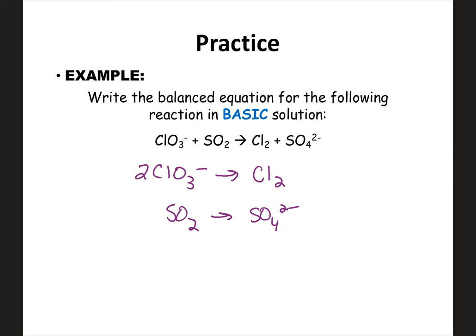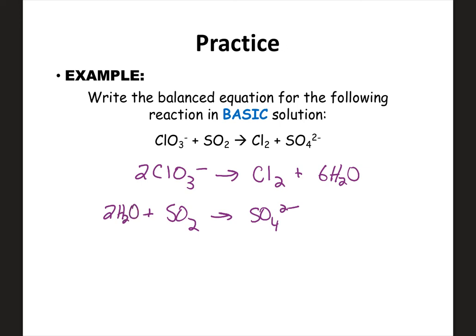I'm going to use water here to balance the oxygens first. So I see 6 oxygen on the left of the top half reaction. So I'm going to need here 6 water on the product side. And then when I look at the second half reaction here, I see 2 oxygen on the left, 4 oxygen on the right. So I'm going to need 2 waters here to balance the oxygens for that one.